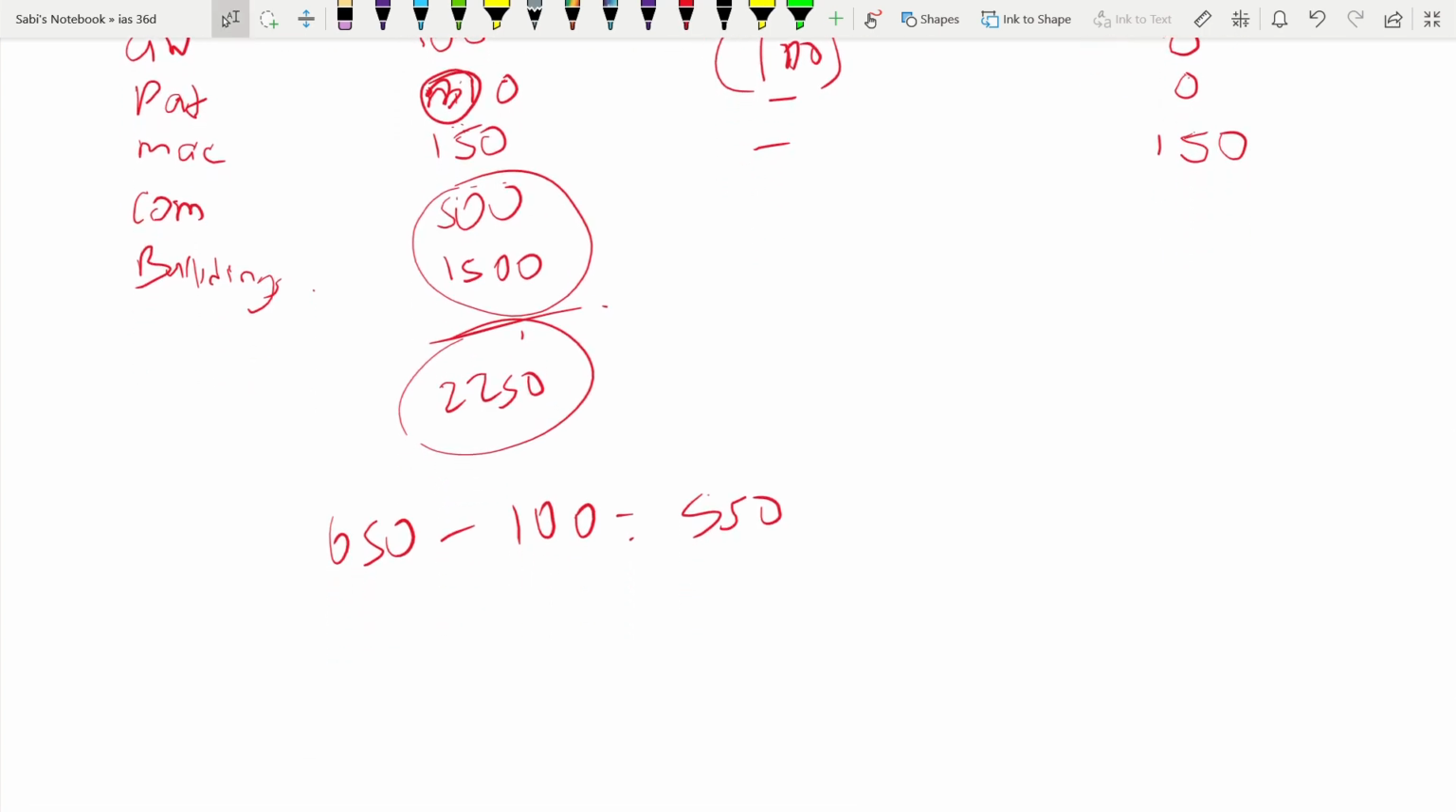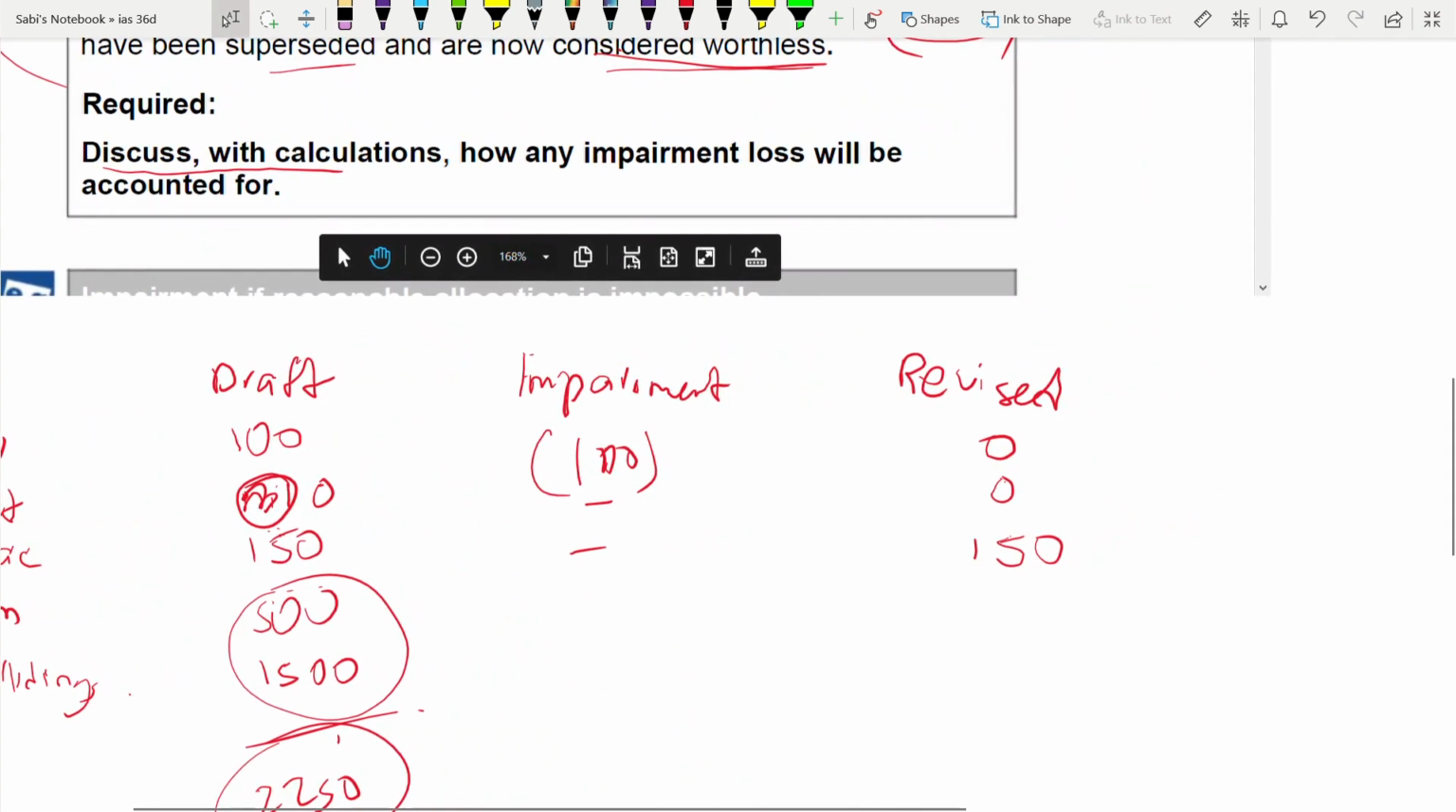Computer is 500. 500 plus 1500 into 550. Let us do that and see. No, somewhere there's a mistake.